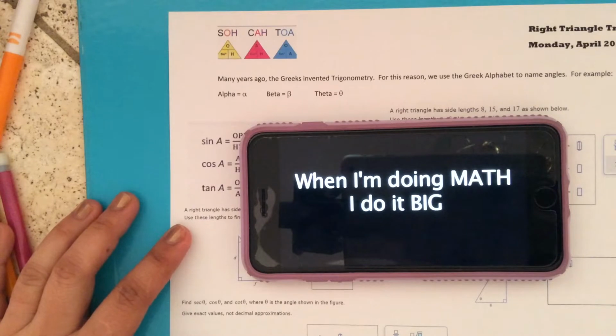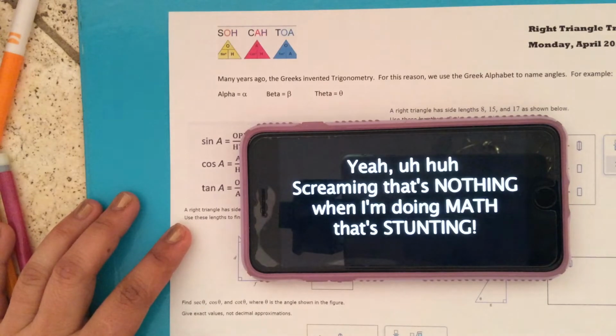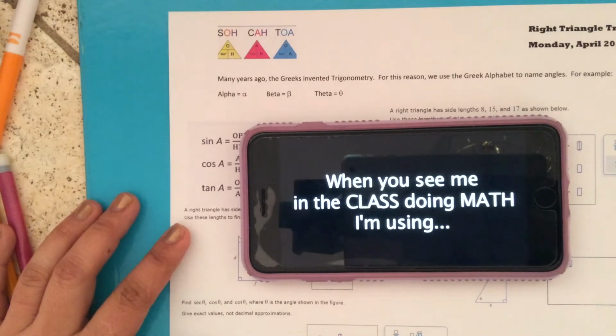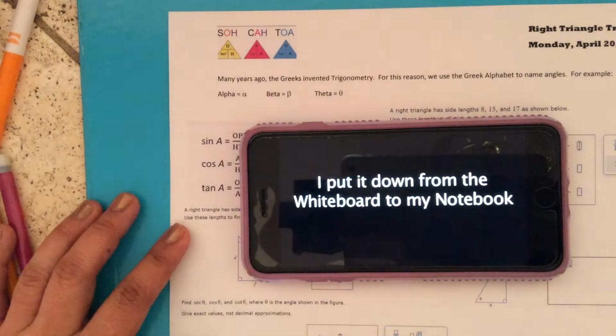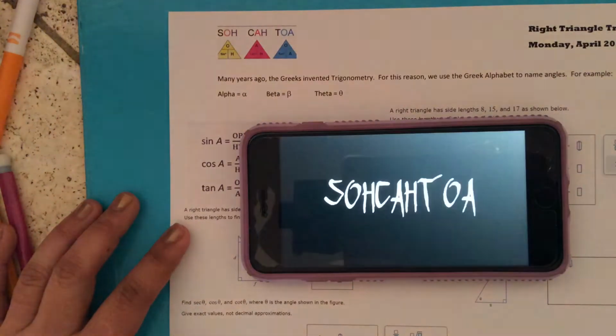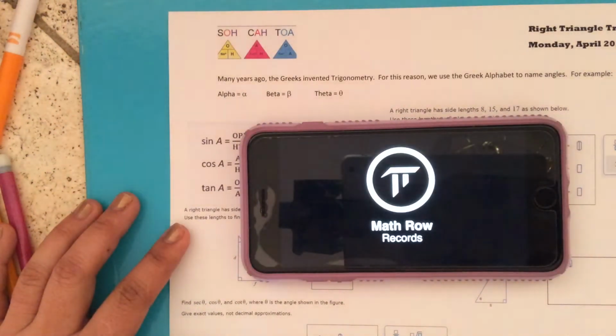When I'm doing math, I do it big. Yeah, screaming that's nothing. When I'm doing math, that's stunting. When you see me in the class doing math, I'm using SOHCAHTOA. I put it down from the whiteboard to my notebook. SOHCAHTOA.